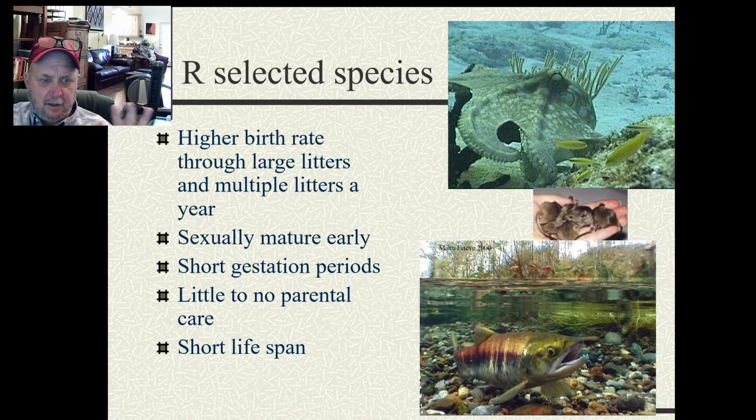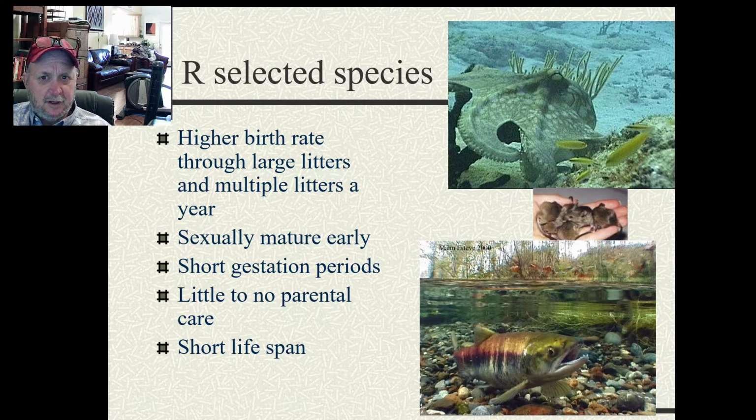On one side of it, you have what's called the R-selected species. R-selected species have very short lifespans and produce a lot of young. They have a much higher birth rate. They sexually mature early, short gestation period. There's little or no parental care. So in the upper right-hand side where the octopus is, some species of octopi lay 2 million eggs. On the sockeye salmon below, they lay about 10,000 eggs in a clutch.